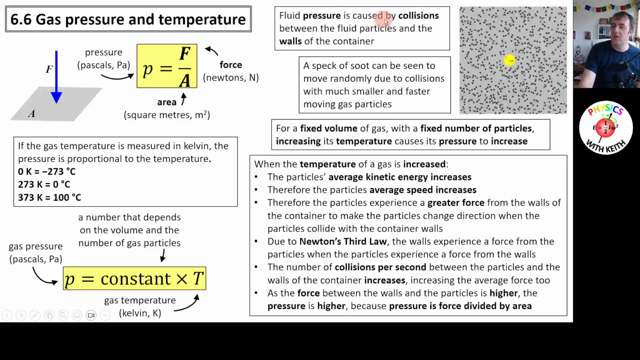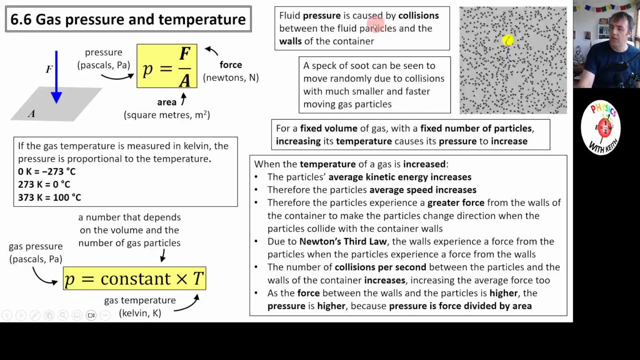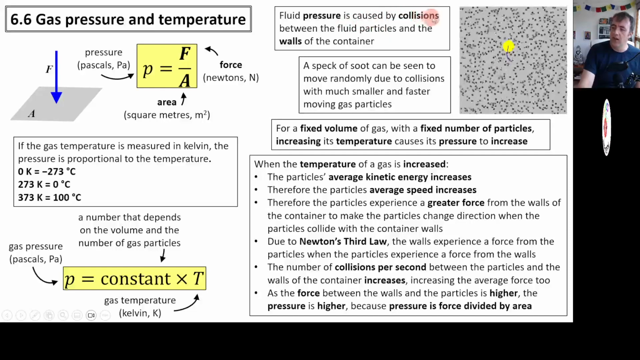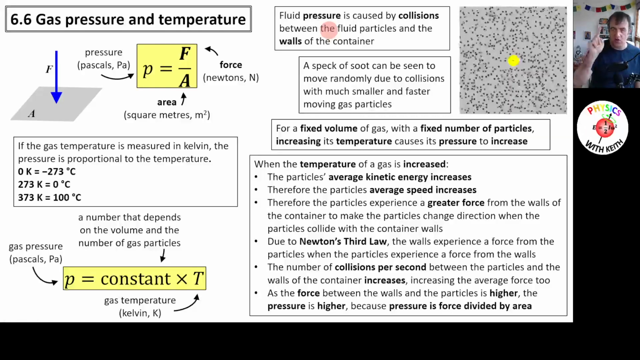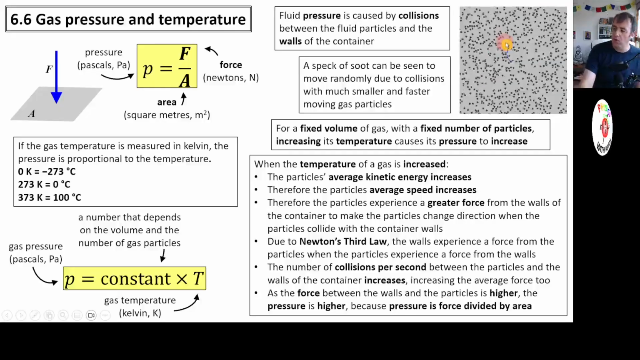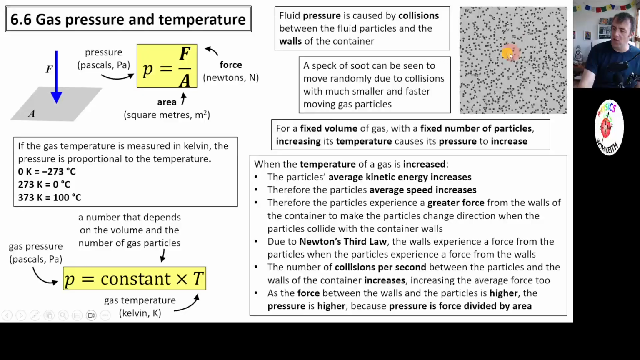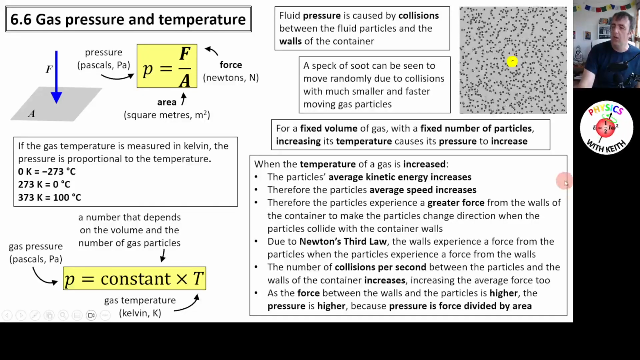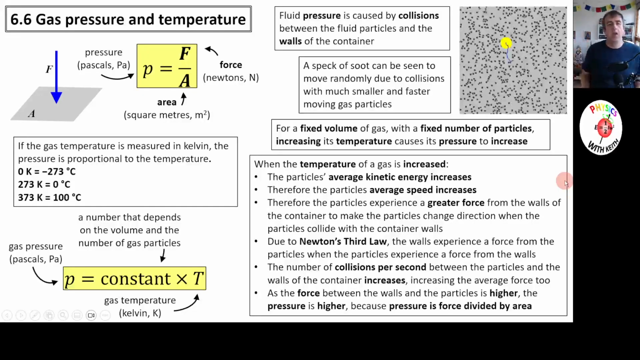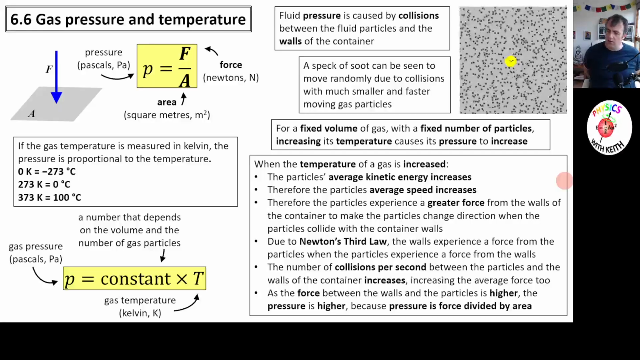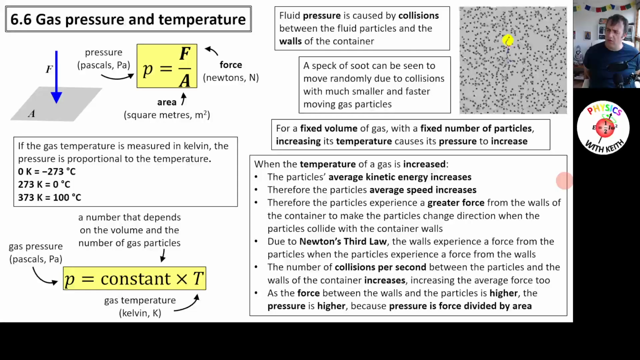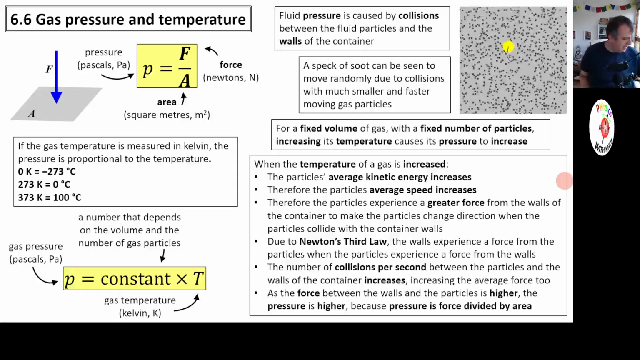So fluid pressure, so gas, liquid, that sort of thing. Fluid pressure is caused by collisions between fluid particles and walls of the container. That's crucial. Now, we could have the walls being, for example, the edge of a piece of soot. So there's a little bit of soot. This was first noticed by, I think it was Robert Brown. I'm sure it was Robert. Someone will correct me if I'm wrong, or I can look it up later.